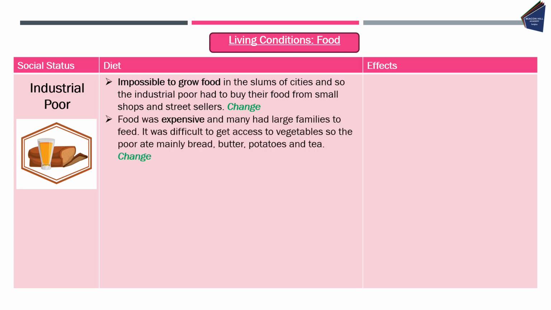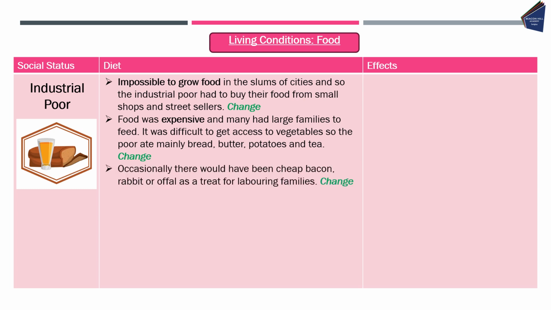Food was expensive and many had large families to feed, so it was difficult to get access to vegetables, which again is a change from people that were living in rural areas. So the poor's diet changes to include predominantly bread, butter, potatoes and tea. So again, you could reference this in the exam as a change. Occasionally, there would have been cheap bacon, rabbit or offal as a treat for labouring families.